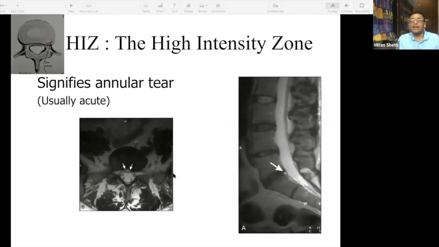All right. Then you see some patient who's having lower back pain, which was going on, and suddenly the patient has got locked.